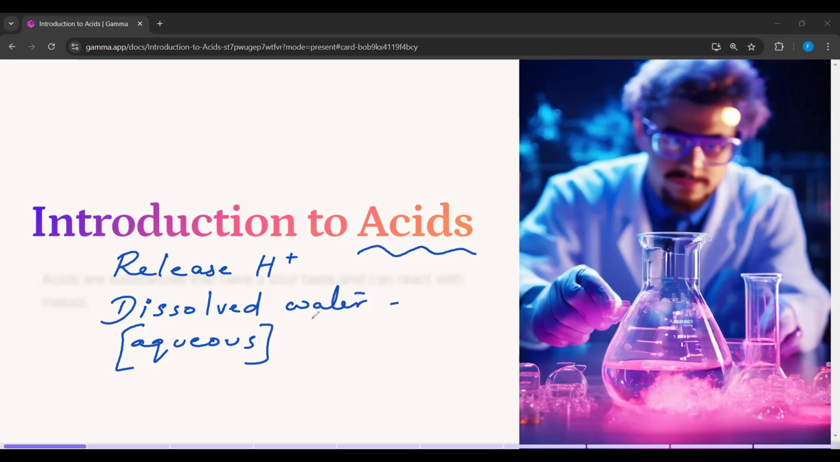Now let's look at a few examples of acids, including hydrochloric acid, sulfuric acid, acetic acid. So this is just an introduction. Remember the key points: they release hydrogen ions when dissolved in water, so they are in solution. Acids and alkalis are always dissolved in water. They are in aqueous solution.